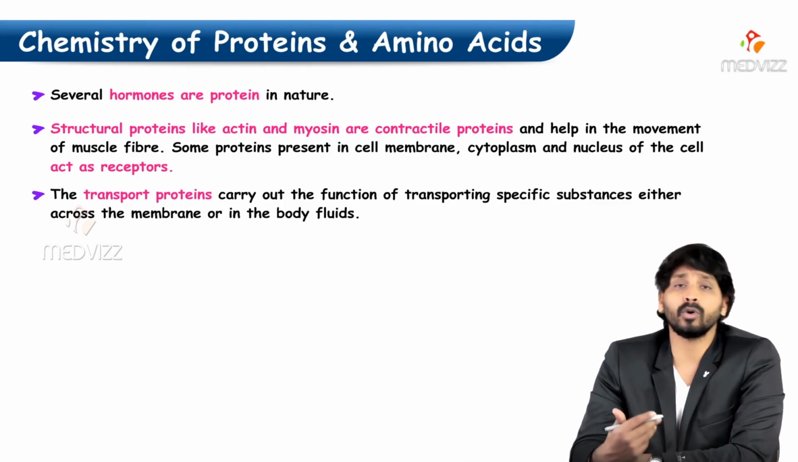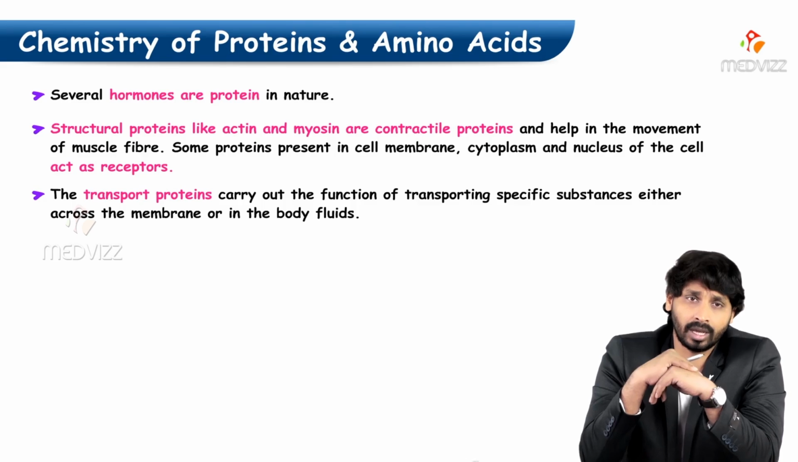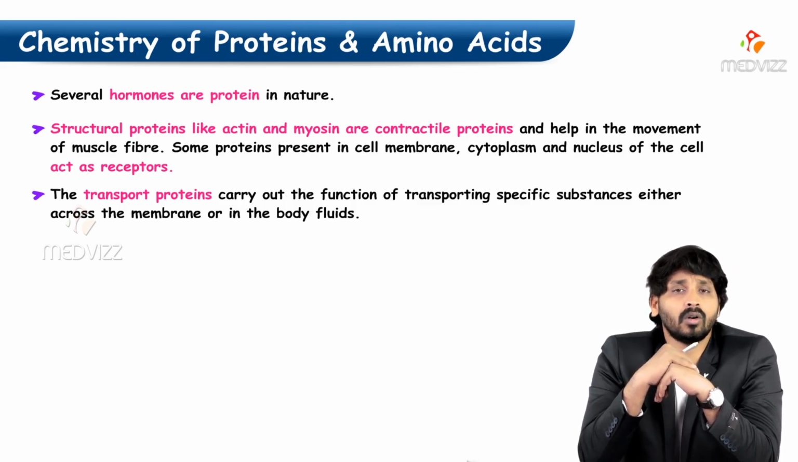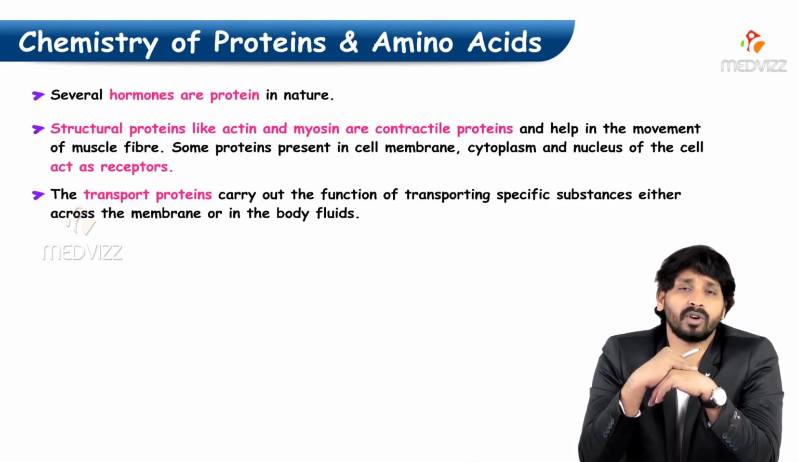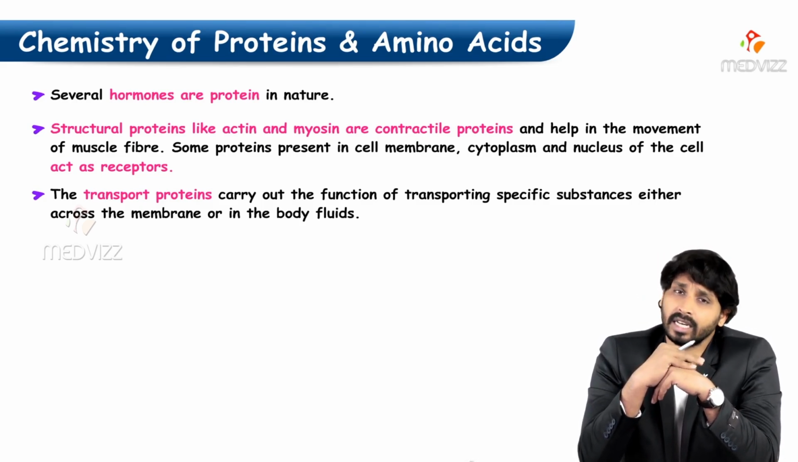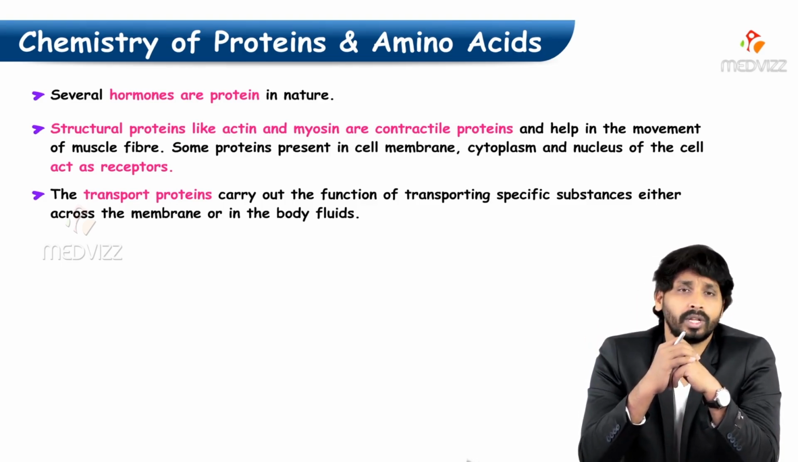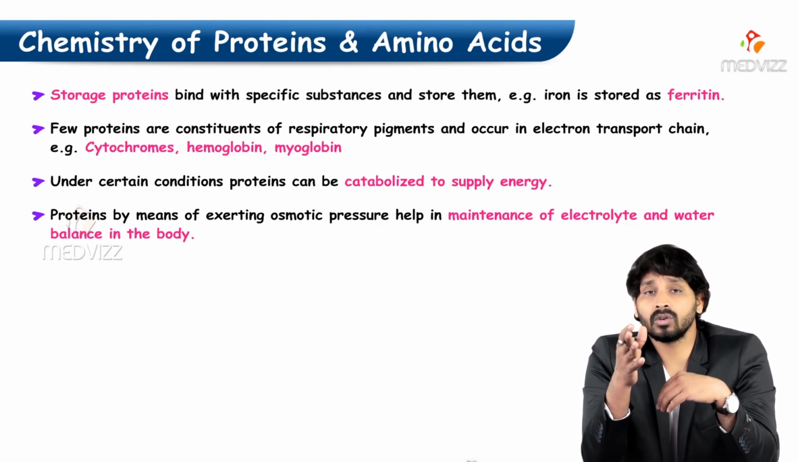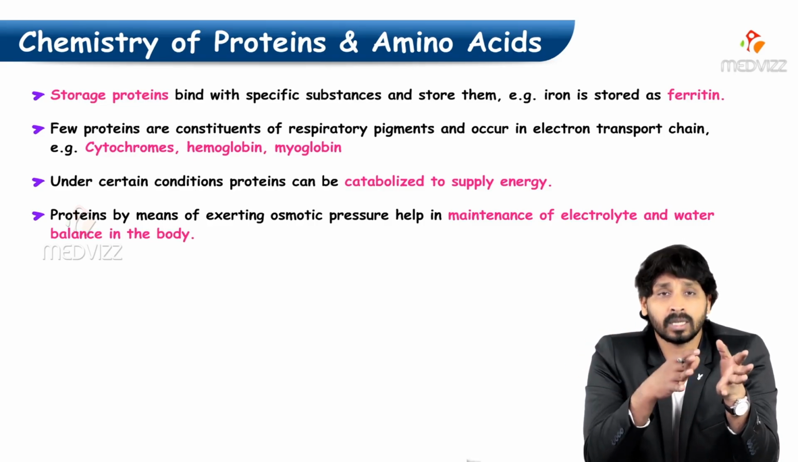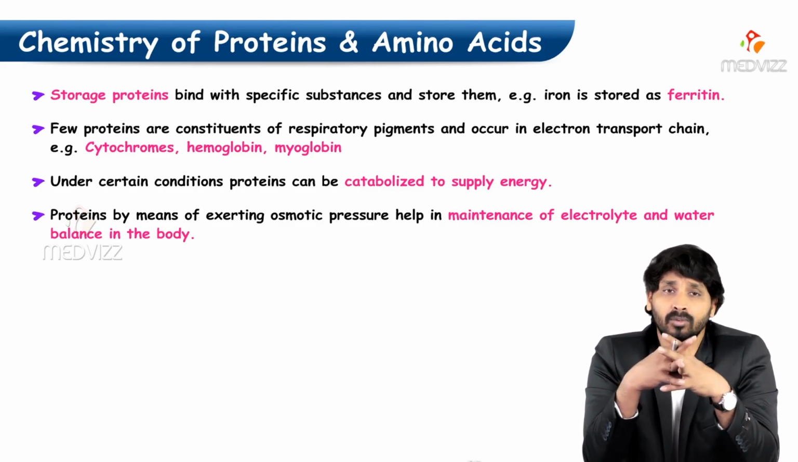And transport proteins: the big transport protein you are all aware of is hemoglobin. It carries oxygen from the lungs to the cells. At the same time, the carbon dioxide produced in the cell is taken out and transported to the lungs for expiration. So hemoglobin is also a protein. Apart from hemoglobin, we have albumins. Albumin is required to transport insoluble substances in the circulation, so albumin is also a protein with a transport function.